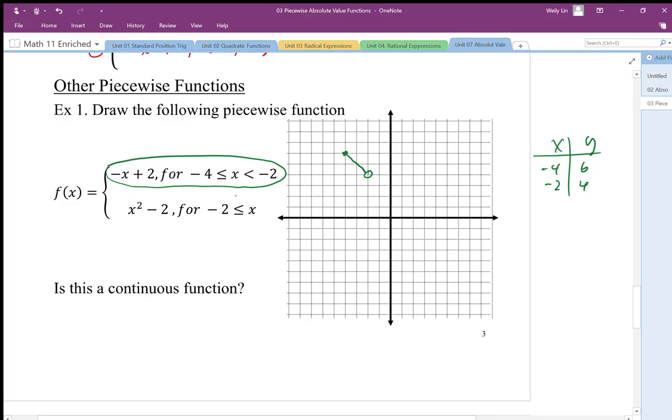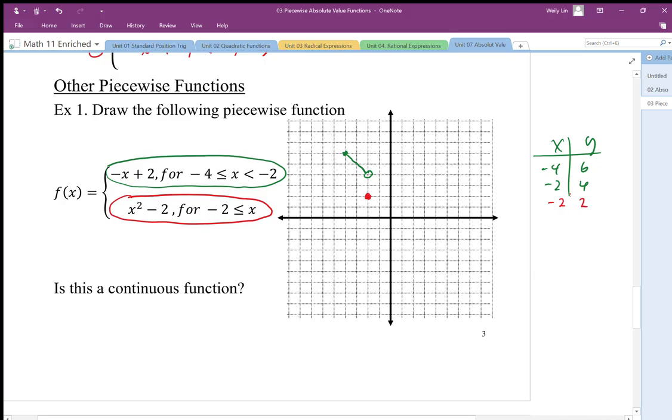For this domain, for bigger than negative 2, it's going to be this parabola. So at negative 2, I'm going to plug in. So negative 2 squared is 4, minus 2 is 2. Okay, so I'm going to end up with negative 2, 2. Now this is equal to, so the point is not going to be on the green line, it's going to be on the red portion of this.